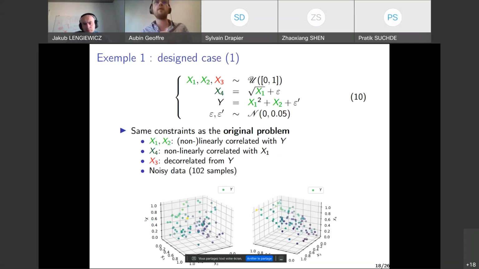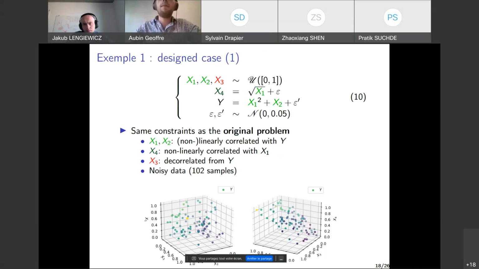I have three examples. The first is a design case just to see how this behaves in practice. The second one is a real-world application from some dataset, and the last one is the example I chose in my PhD. So here is the design case I have used.